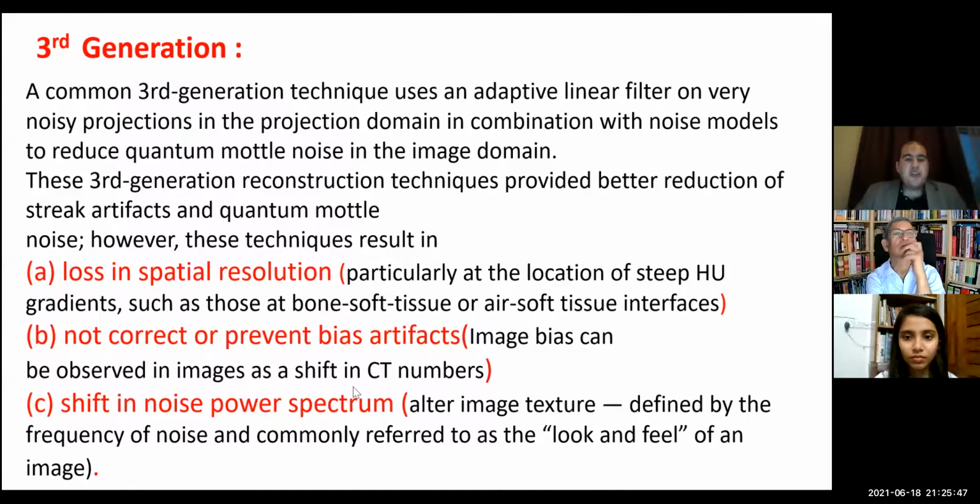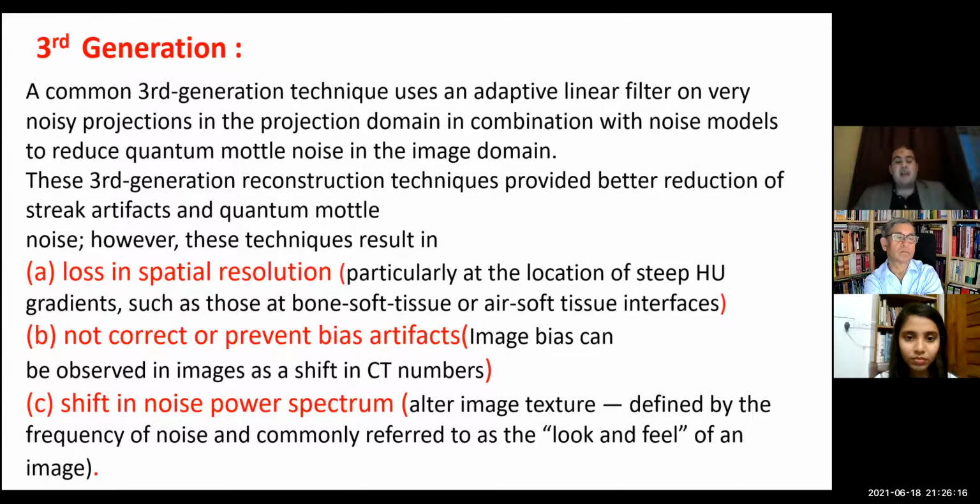For the third generation, this is the start of iterative reconstruction algorithms, but it has some drawbacks, like loss in spatial resolution, particularly at locations of steep Hounsfield unit gradient, like the interface between bone and soft tissue or air and soft tissue. You will find a loss in spatial resolution at these points. It also does not correct for or prevent bias artifact.